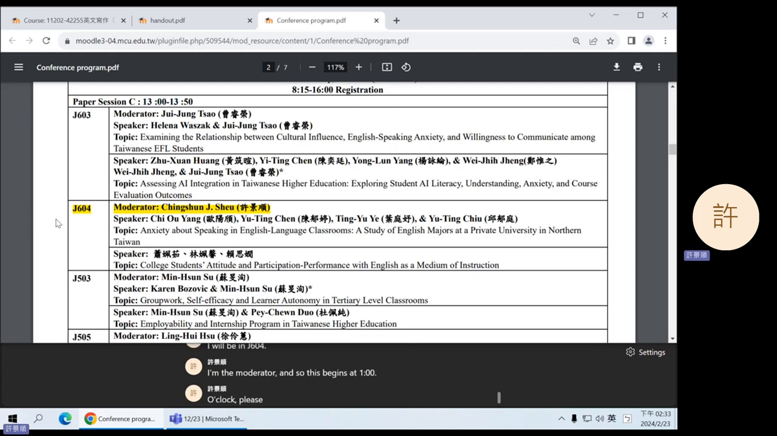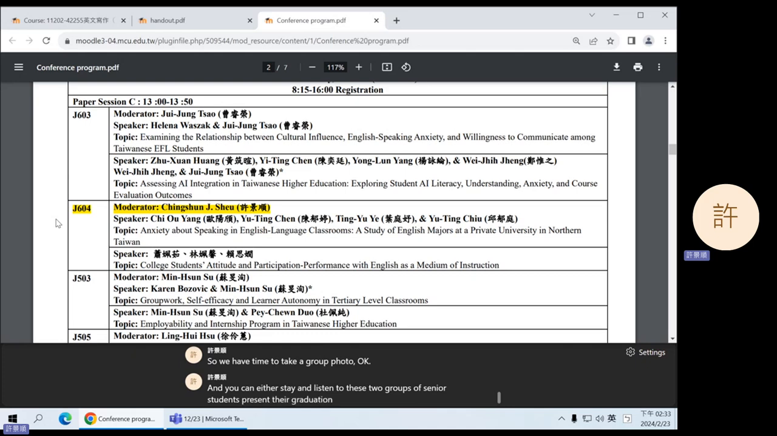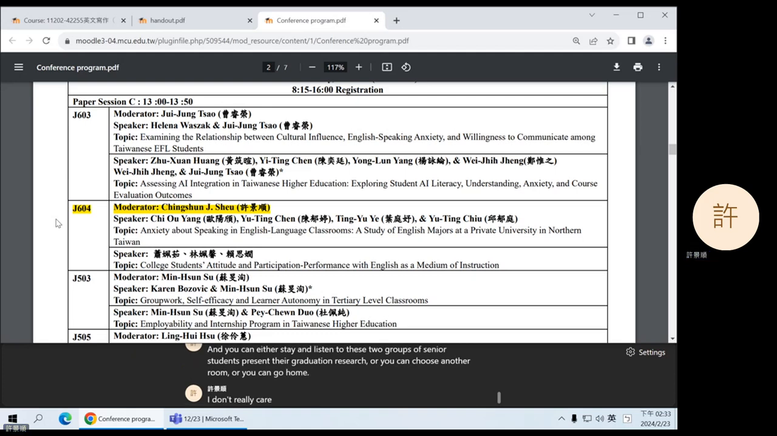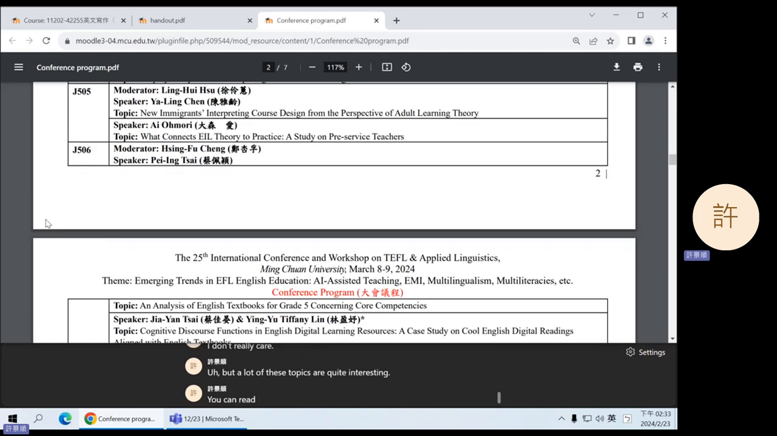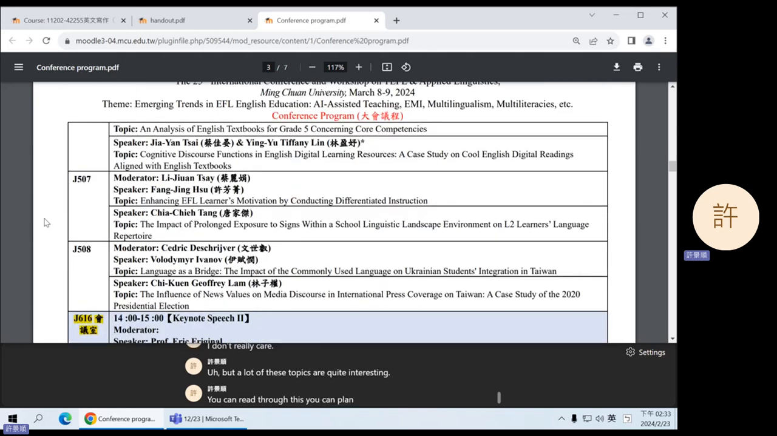I am the moderator. And so this begins at 1 o'clock. Please come at 12:50 so we have time to take a group photo. Okay? And you can either stay and listen to these two groups of senior students present their graduation research, or you can choose another room, or you can go home. I don't really care. But a lot of these topics are quite interesting. You can read through this. You can plan your route through this map.